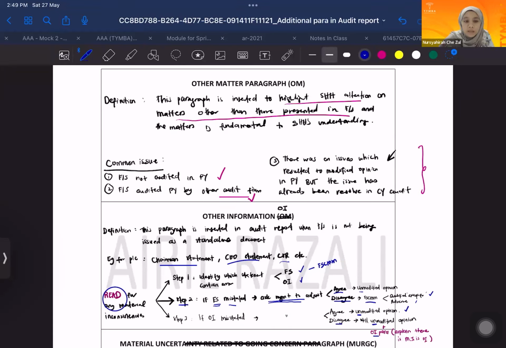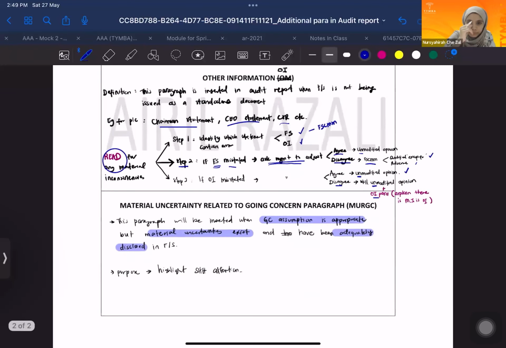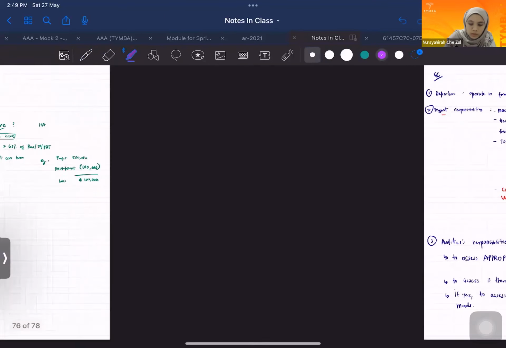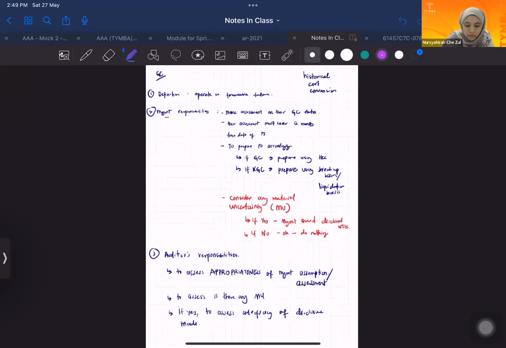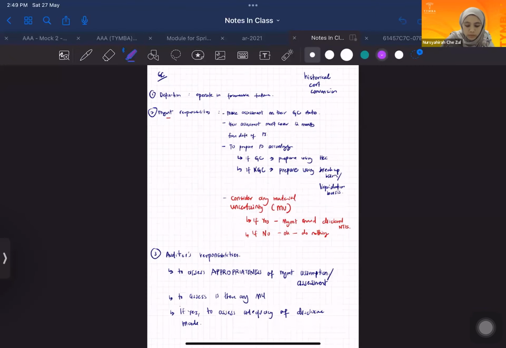Okay, now let's move on to the last paragraph, which is MURGC. For the purpose of this, we need to learn a bit on the going concern. So I'm going to use the notes which I already write in my masterclass. You have this also, right? So I'm just going to use this to quickly recap. Number one, going concern is basically company able to operate for a foreseeable future. Foreseeable future here means more than 12 months after year end.